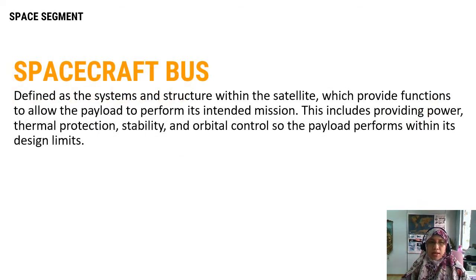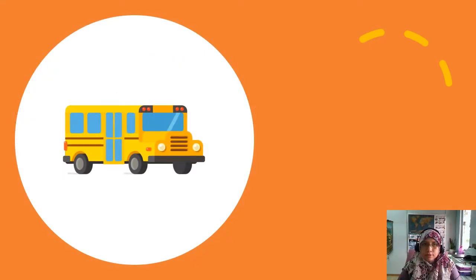And spacecraft bus is defined as the system and structure within the satellite that provides functions to allow the payload to perform its intended mission. This includes providing power, thermal protection, stability, and orbital control so the payload performs within its design limits. So the spacecraft bus exists solely to support the payload with all the necessary housekeeping to keep it healthy and safe. To visualize the relationship between payload and bus, we can use a school bus as an analogy.